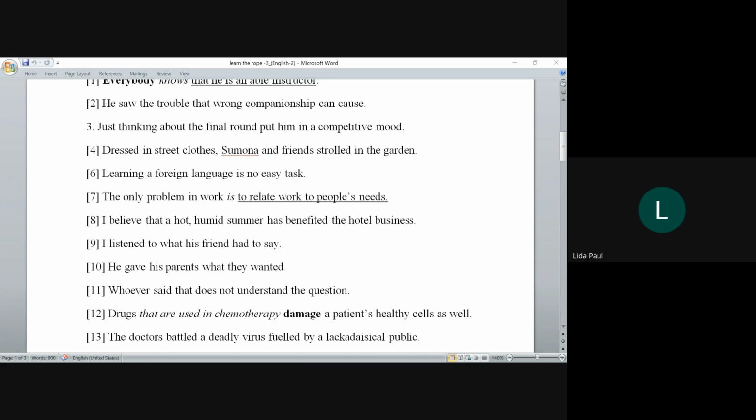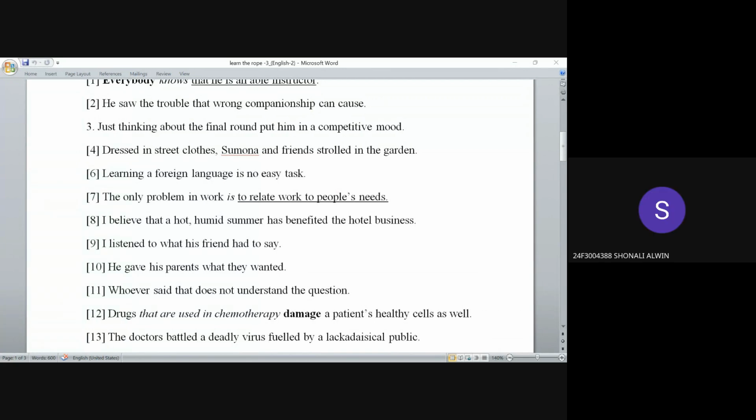Okay, next one would be, I believe that a hot, humid summer has benefited the hotel business. Which one? Sorry, louder. Starting from "that" to the end. Starting from that, right? That a hot, humid summer has benefited the hotel business. What kind of subordinate clause is this? Correct. Now, what kind of subordinate clause?